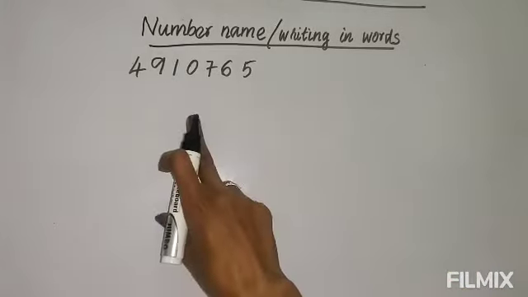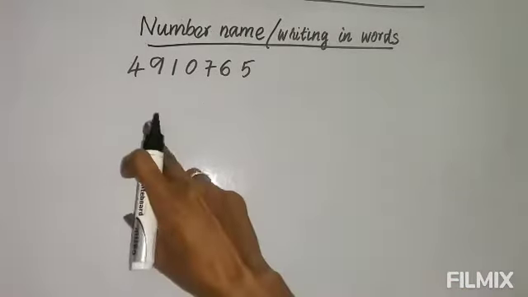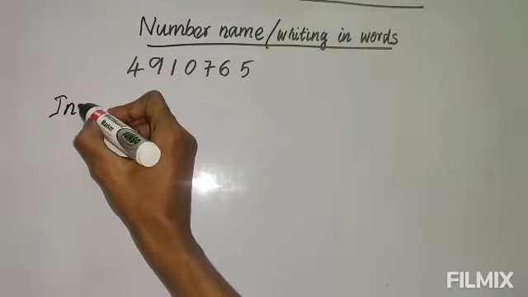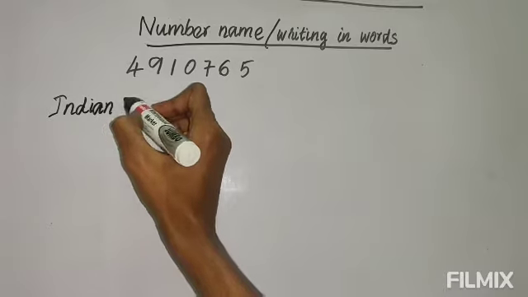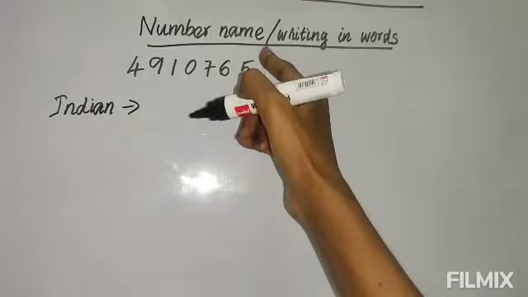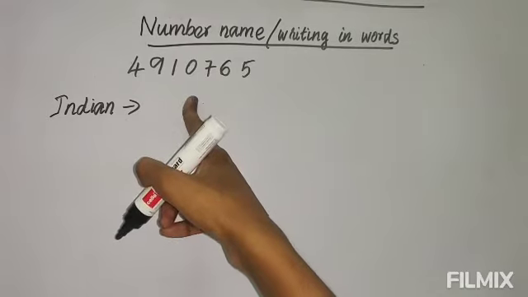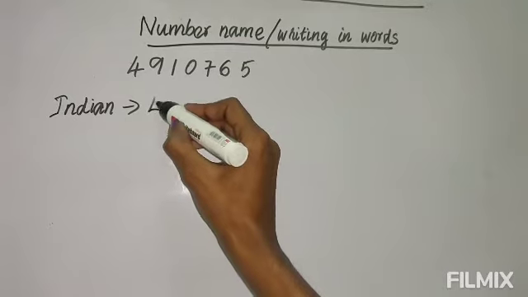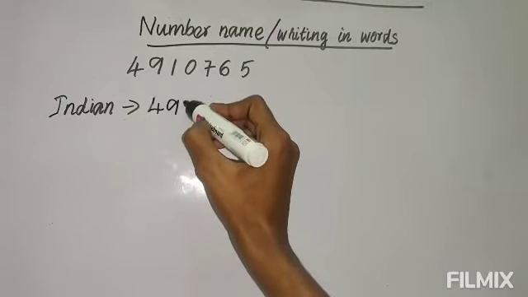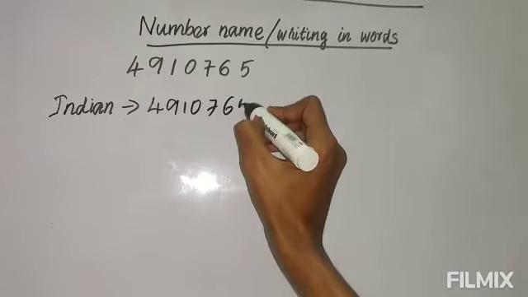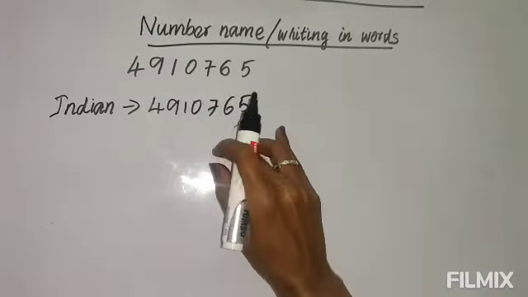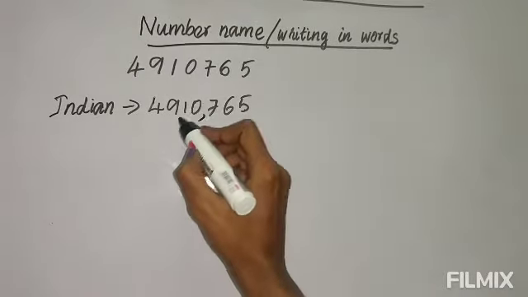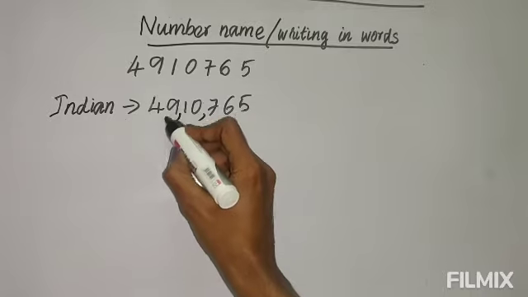Let's see writing the number name, or writing in words. First let me explain in the Indian system. In the Indian system, when you write the number name, first the placing of the comma is important, then it will be easy for you. So in this number in the Indian system, first you have to put a comma after 3 digits, always from the right side. So from 1, 2, 3, after 3 digits, first is 3 digits, afterward 2 digits. So here 2, again 2 is there.